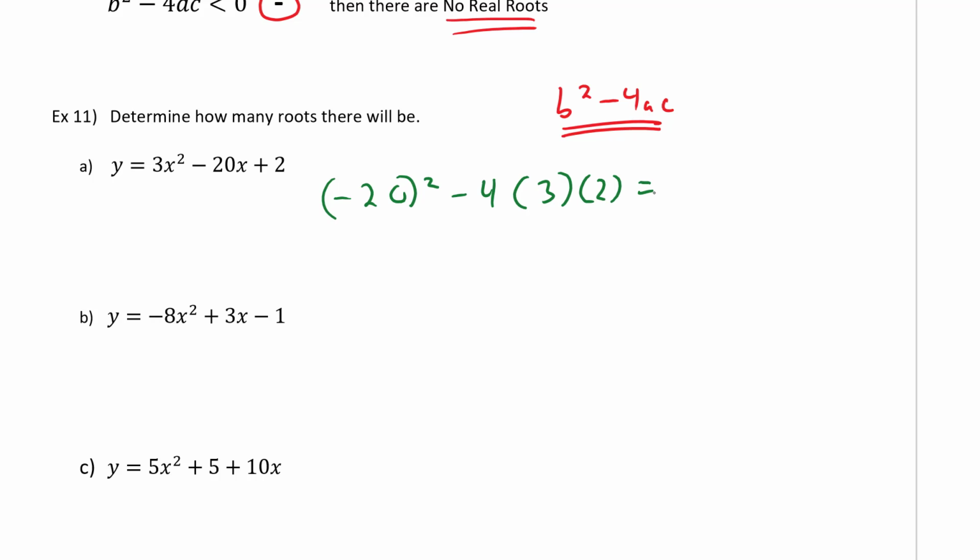All that matters is whether it's positive, negative, or 0. So this is going to be 400 minus 24. We know this is going to be a positive number. Doesn't matter what the number is. It's positive. Therefore, there are 2 real roots. Look at the next one.